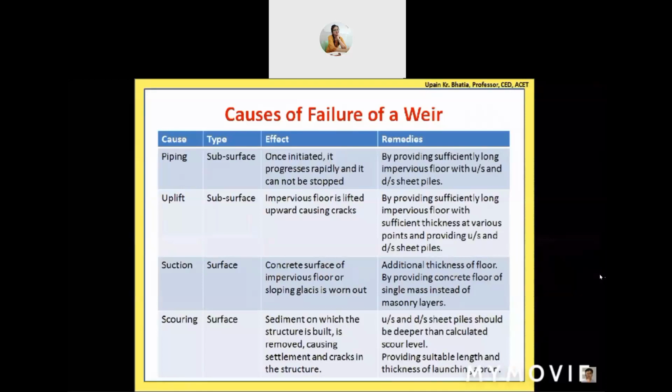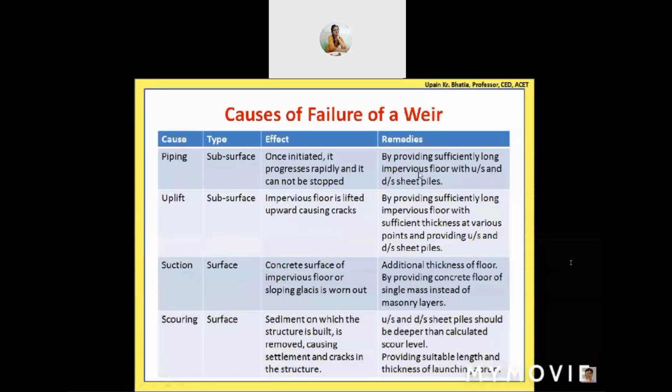Okay, so I'm not discussing it in much detail here because uplift pressure and piping, both of these things, are to be discussed in the seepage theory chapter. And we'll be designing our impervious floor on the basis of these two things. So what we can do to prevent this is by providing a sufficiently long impervious floor, with upstream and downstream sheet piles. Again, I told you that we'll be designing and studying the sheet piles along with the impervious floor together in the next chapter. For uplift pressure, the impervious floor is lifted upwards using cracks. So this we have discussed today, and how to prevent it by providing a sufficiently long impervious floor.